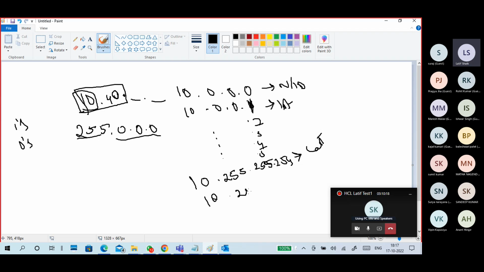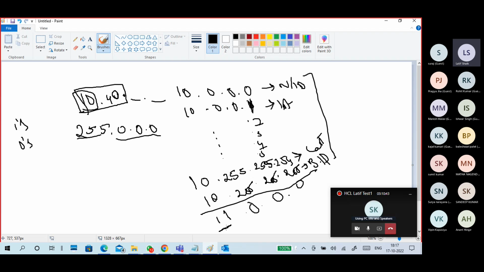Next is 10.255.255.255, which is the broadcast ID. It means your network is completed. This is your entire 10 network. In case the next number is 11, it is a different network now because the network ID has changed. So it is network, host, host, host. The first octet changes, and automatically it becomes a different network.